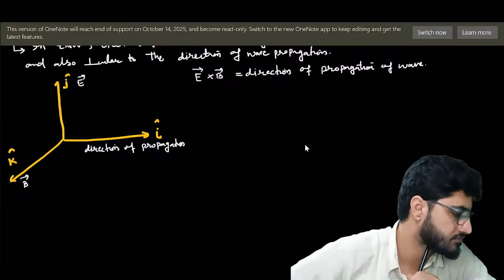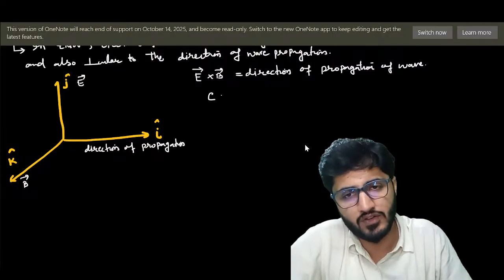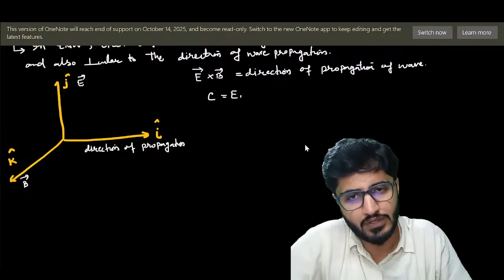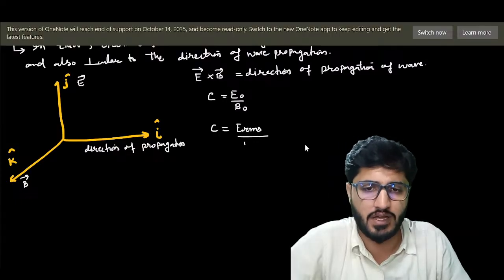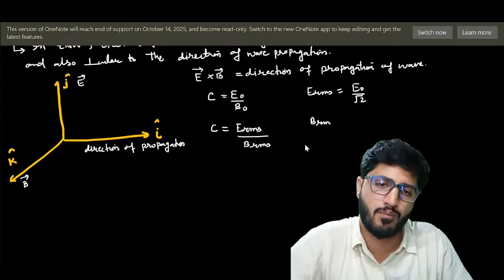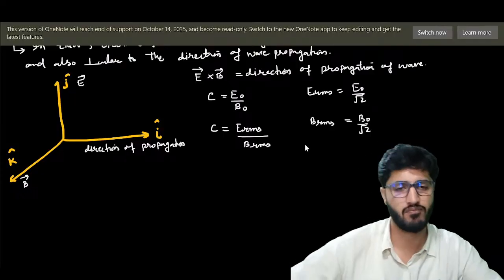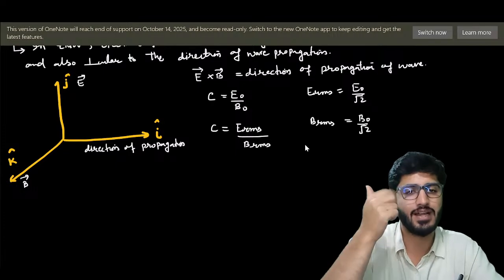Easy, no? Or you can write speed is equals to E naught by B naught, or equals to E RMS divided by B RMS, and E RMS equals to E naught by root 2, B RMS equals to B naught by root 2. These things we discussed in the AC chapter. That's why I told you these chapters are interlinked: AMI, AC, EM waves, right?